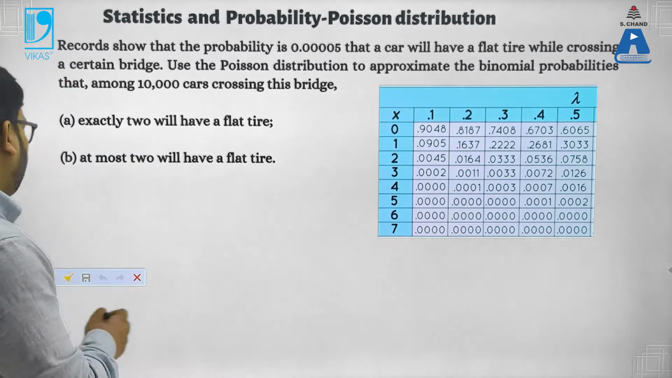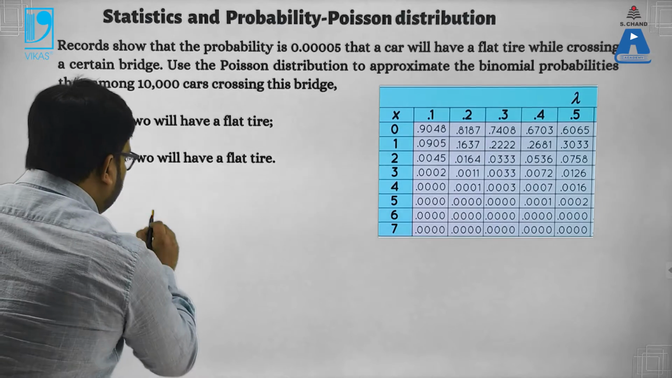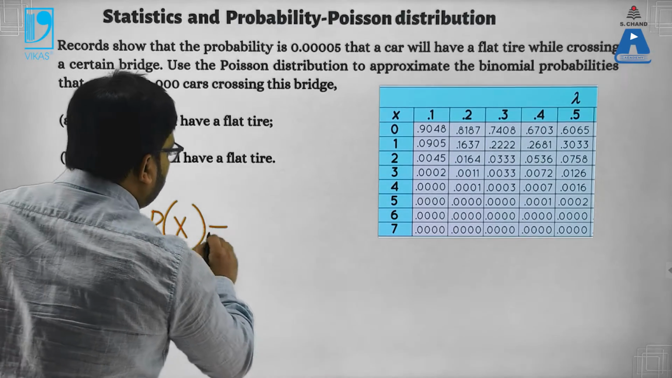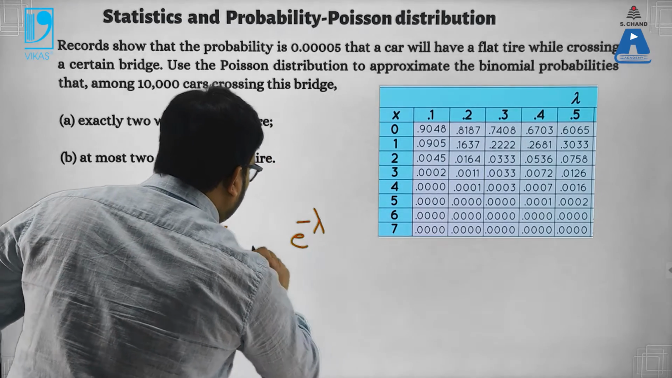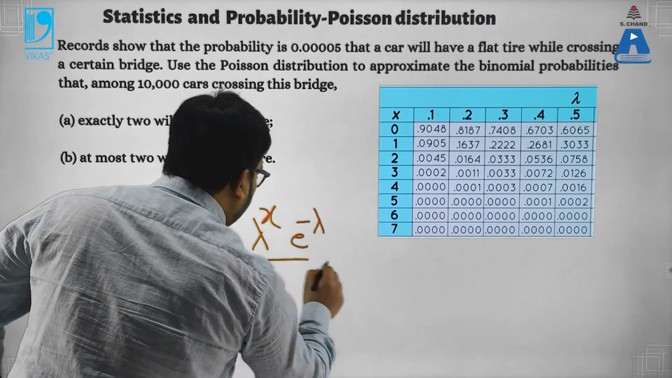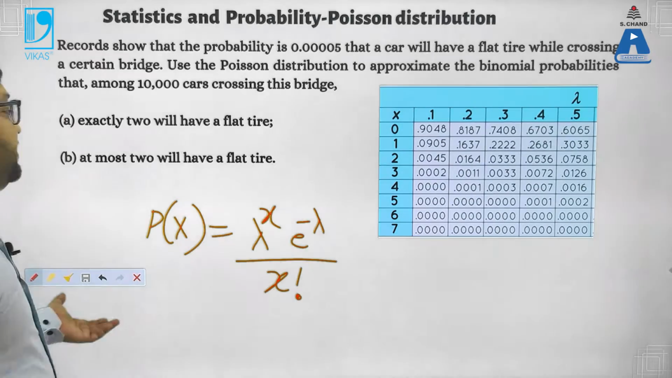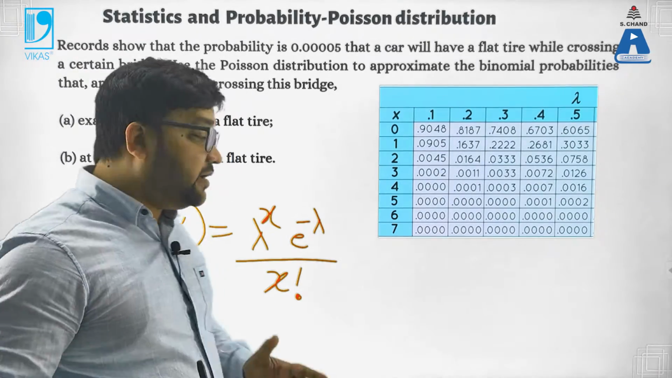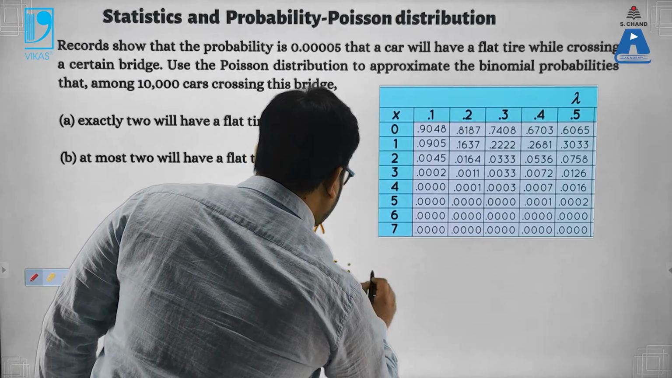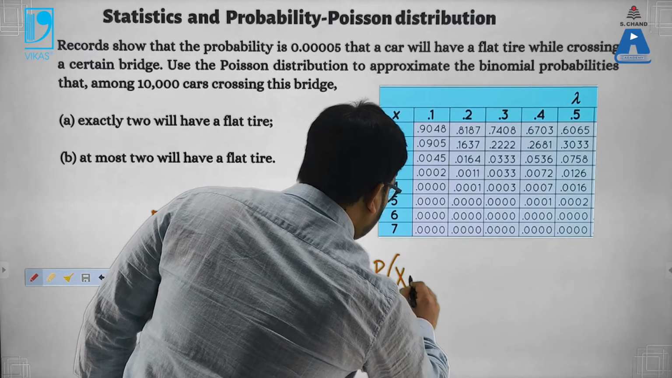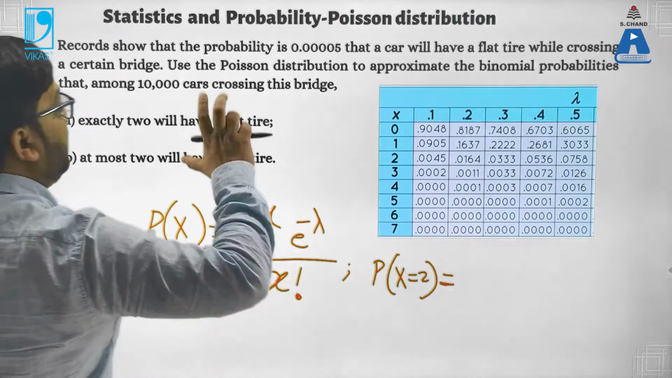Right. So first, we know that the probability P(x) for the Poisson's distribution is given by e to the power minus lambda, lambda to the power x upon x factorial. This is the probability. For x exactly equal to 2, I'll plug x equal to 2. So P(x = 2) is... I have to estimate the value of lambda also.